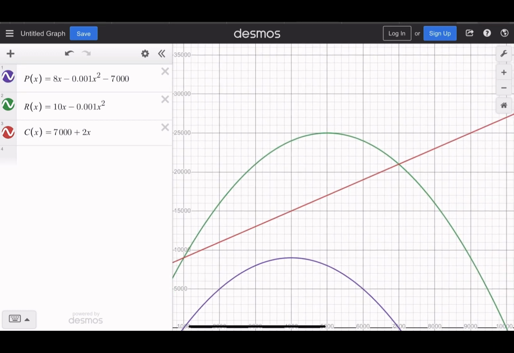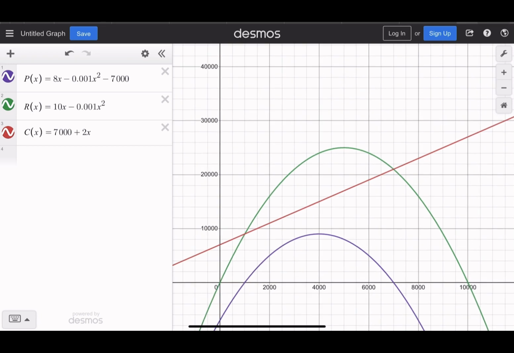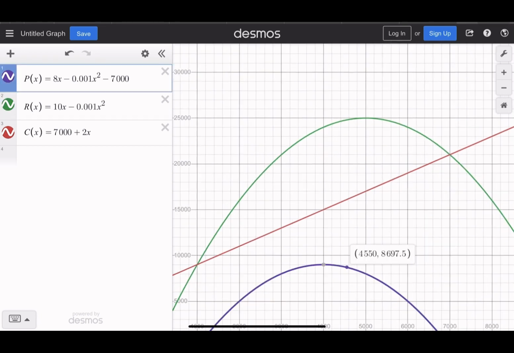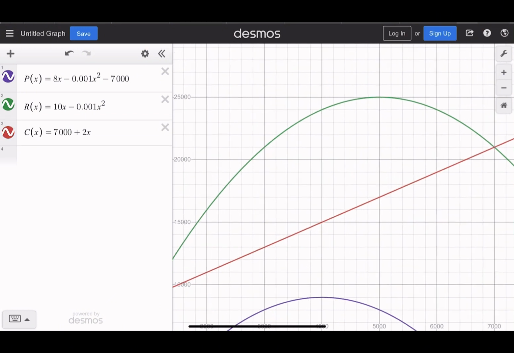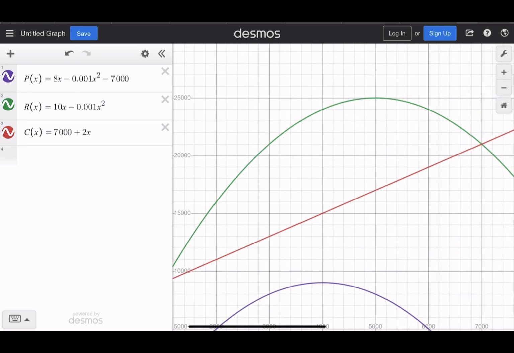Same with our revenue, right? The maximum revenue we can get is at production level 5000. After that, it continues to fall. And then finally we have the cost function, which is a linear function. We can see that at production level 4000, the distance between revenue and cost is the furthest, and there we will get our highest level of profit.